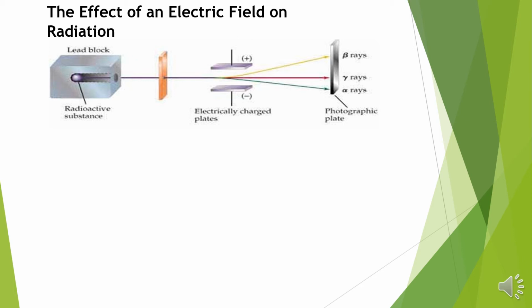We observe that rays are passing through the hole here, and we have rays that deviate to the positive plate. So in this case, we say that they are negatively charged. They are the beta rays. The rays that deviate to the negative plate are positively charged. They are the alpha rays, and there are rays that pass through without any deviation, so we call them the gamma rays.